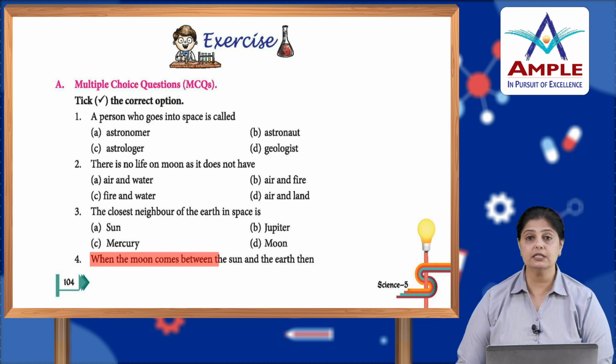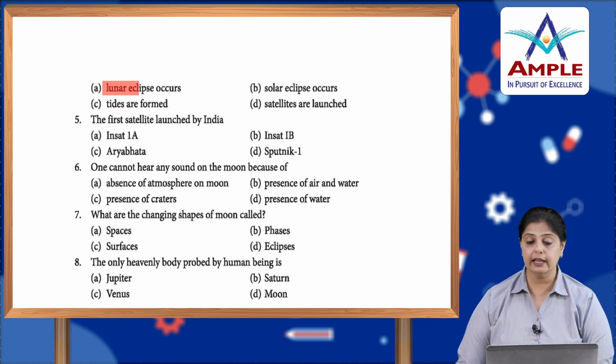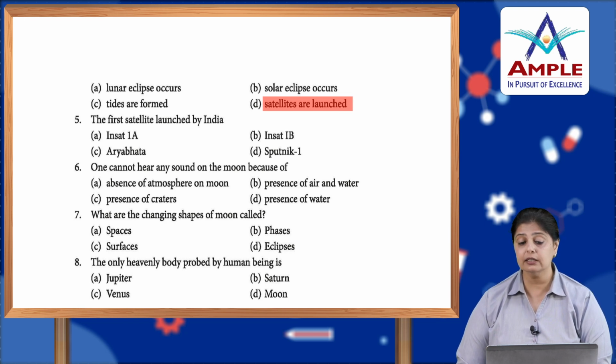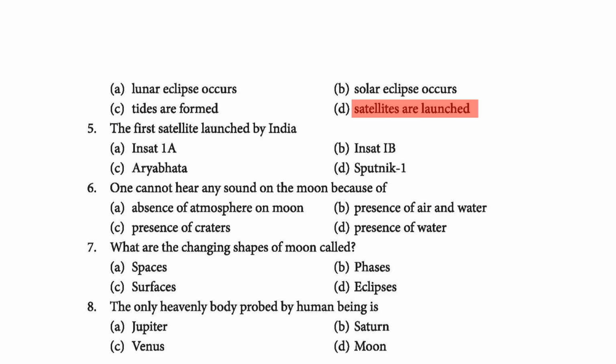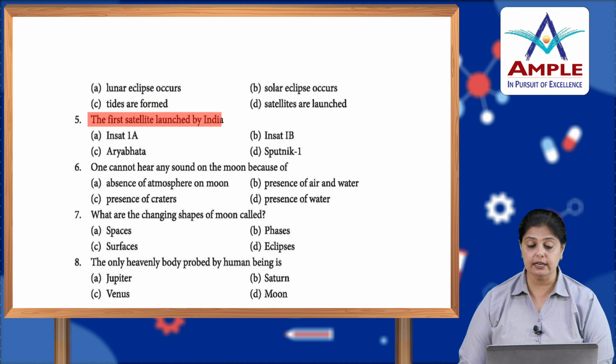When the moon comes between the sun and the earth, then a lunar eclipse occurs, a solar eclipse occurs, tides are formed, or satellites are launched. It is when the moon comes between the sun and the earth, then the solar eclipse occurs. The first satellite launched by India: INSAT-1A, INSAT-1B, Aryabhat, or Sputnik 1. It is the Aryabhat.